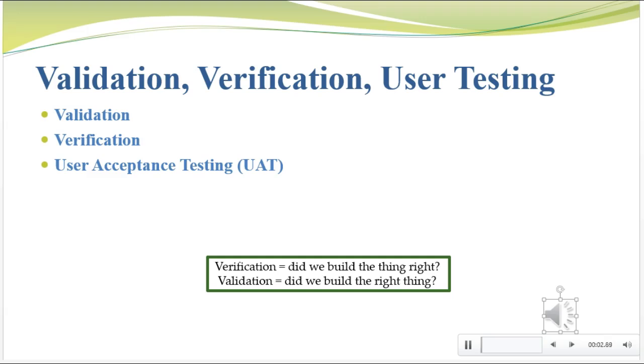Let's talk about validation, verification, and user testing, because these terms and concepts tend to be confused. It's important that you understand the difference between validation, verification, and end-user testing. According to the IEEE Standard Glossary of Software Engineering Terminology, validation is the process of evaluating a system or component during or at the end of the development process to determine whether it satisfies specified requirements.